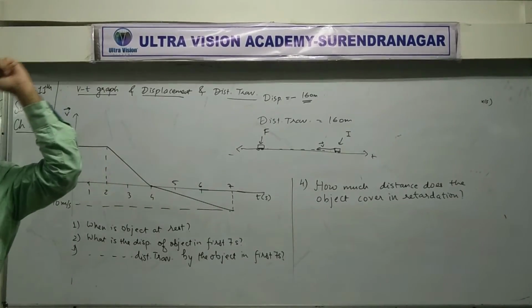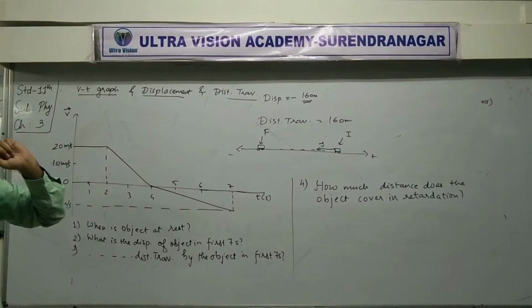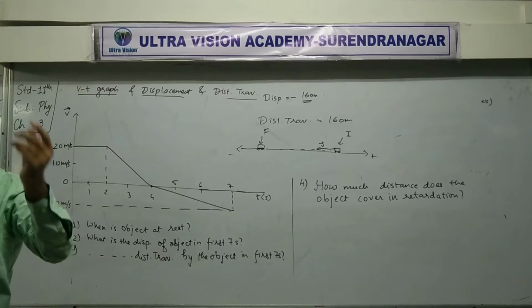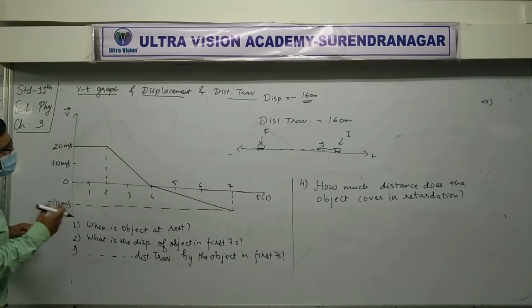Area between VT graph and time axis gives you the displacement and also the distance traveled, whichever you want to find. Yes or no? Yes, sir. Sure? Yes. Okay, so first of all, where is the graph?